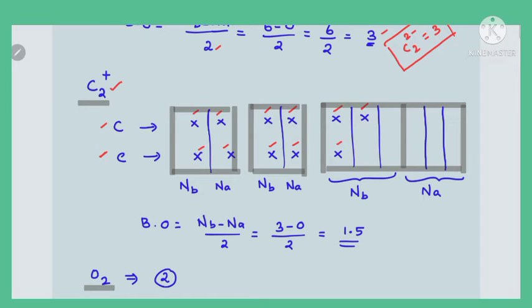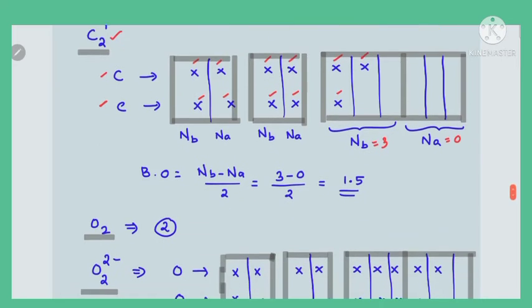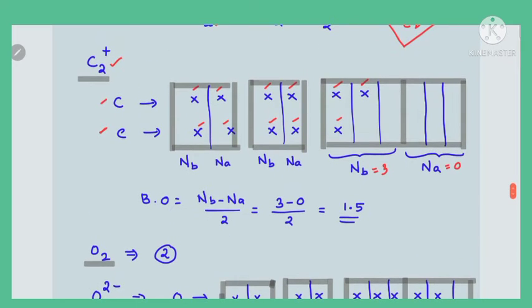Now the number of electrons present in the bonding molecular orbitals is 3. The anti-bonding molecular orbitals are empty, so it is 0. Now let us substitute in the bond order formula. NB is 3, Na is 0, divided by 2. 3 by 2 is 1.5. Therefore the bond order of the C2 plus ion is 1.5.